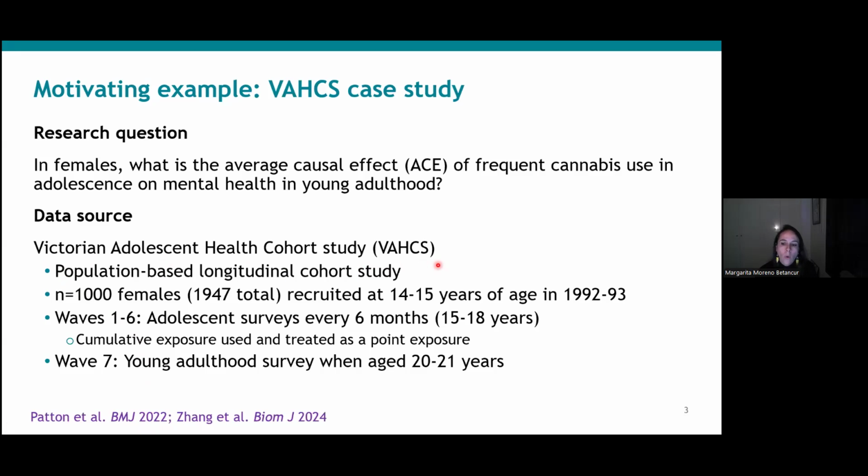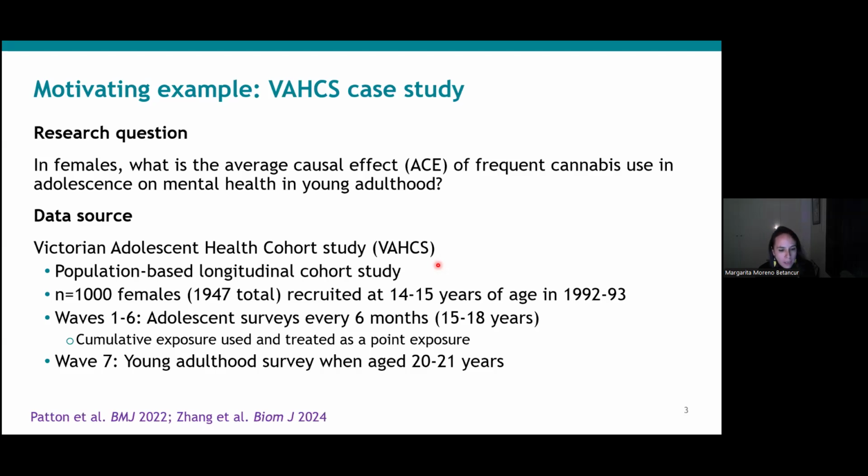1,000 of them were females, who were recruited when they were 14 to 15 years of age back in 1992 to 1993. They have been followed for 11 waves, but we'll focus on the first 7 waves in this case, as the initial study did. First, there were adolescent surveys conducted every 6 months, which collected a range of exposures and factors, and this is where we'll draw our exposure data. We'll use a cumulative exposure measure and treat it as a point exposure, as the authors of that study did, and forget for a minute about all the complexity of time-varying exposures, just to introduce these other concepts.